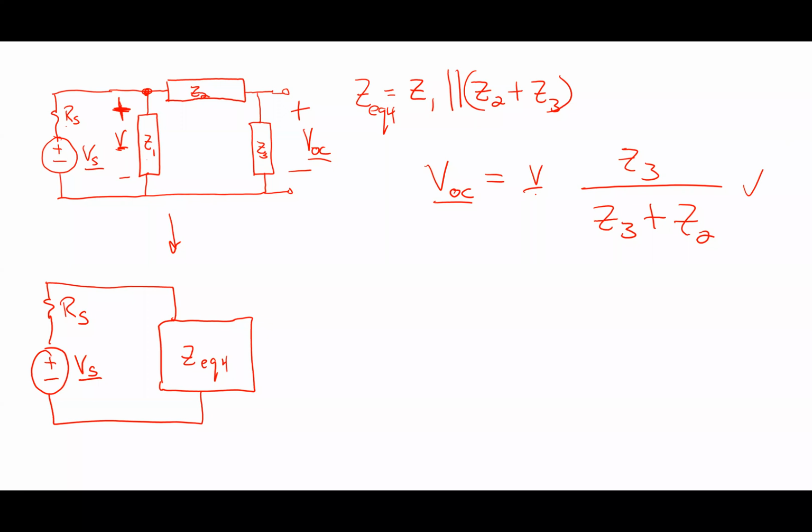The thing is, I haven't said what V is yet, have I? How do I figure out that V, the voltage across that parallel combination? Yeah, and it looks like in the circuit that I have right here, this is a voltage divider, right? So I could say that this V is equal to what? Vs over Rs plus ZEQ4 times ZEQ4. Yes.